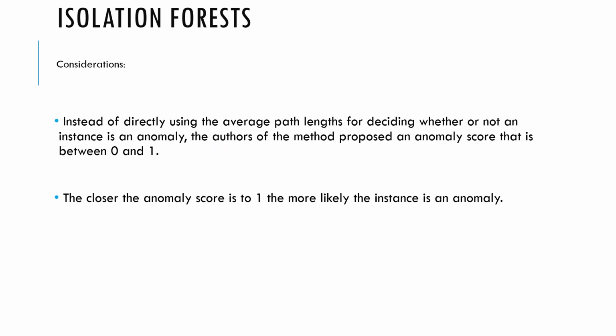In reality, instead of directly using the average path length for deciding whether or not an instance is an anomaly, the authors of the original method propose an anomaly score that is between 0 and 1. The closer the anomaly score is to 1, the more likely the instance is an anomaly.